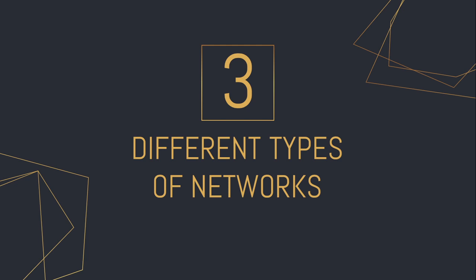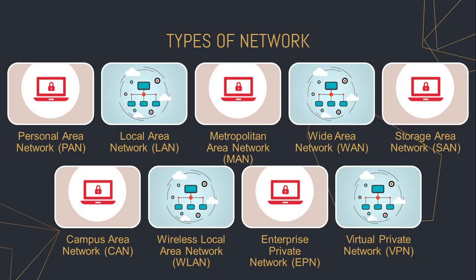As we have learned, computer networks allow computers to connect and communicate with different computers. So we need to understand how we are connected. So we have here different types of networks. First is PAN, which stands for Personal Area Network. Then LAN, which stands for Local Area Network. MAN, which stands for Metropolitan Area Network.